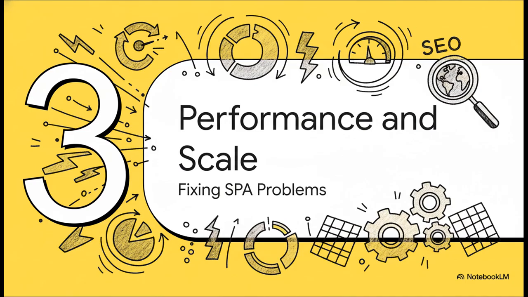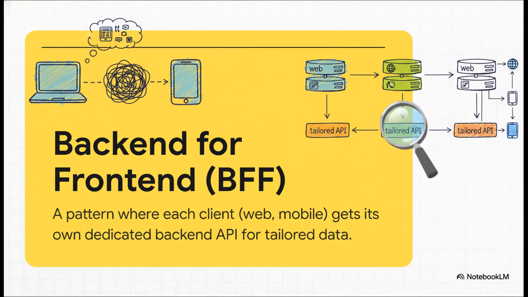Well, naturally, the next phase of evolution was all about fixing these new problems. The big question was, how can we keep all that rich interactivity of an SPA, but fix the awful performance and SEO issues? As our apps got bigger, they had to support more than just the web. We had mobile apps too. And a single, one-size-fits-all API just wasn't cutting it anymore. It got bloated. So the back-end for front-end, or BFF pattern, came along.